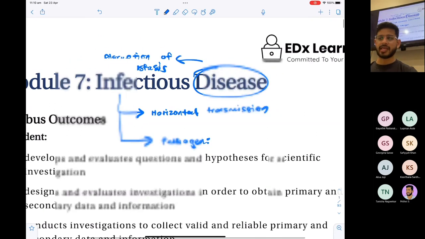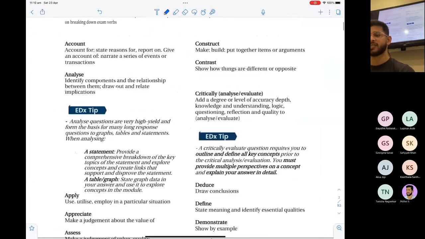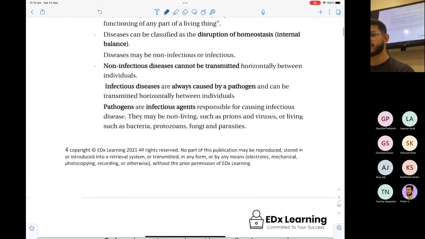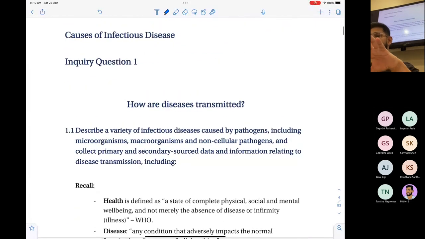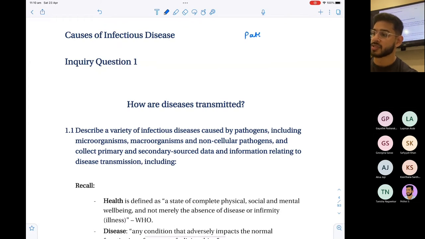Good. Now that we've got the key points out of the way, we learned about prion diseases. But what are the key things you need to know about prion diseases? So this, just to give you perspective, is you learn about pathogens and transmission. Pathogens, transmission is a first inquiry question. Then you learn about our response to those pathogens, so the immune response.